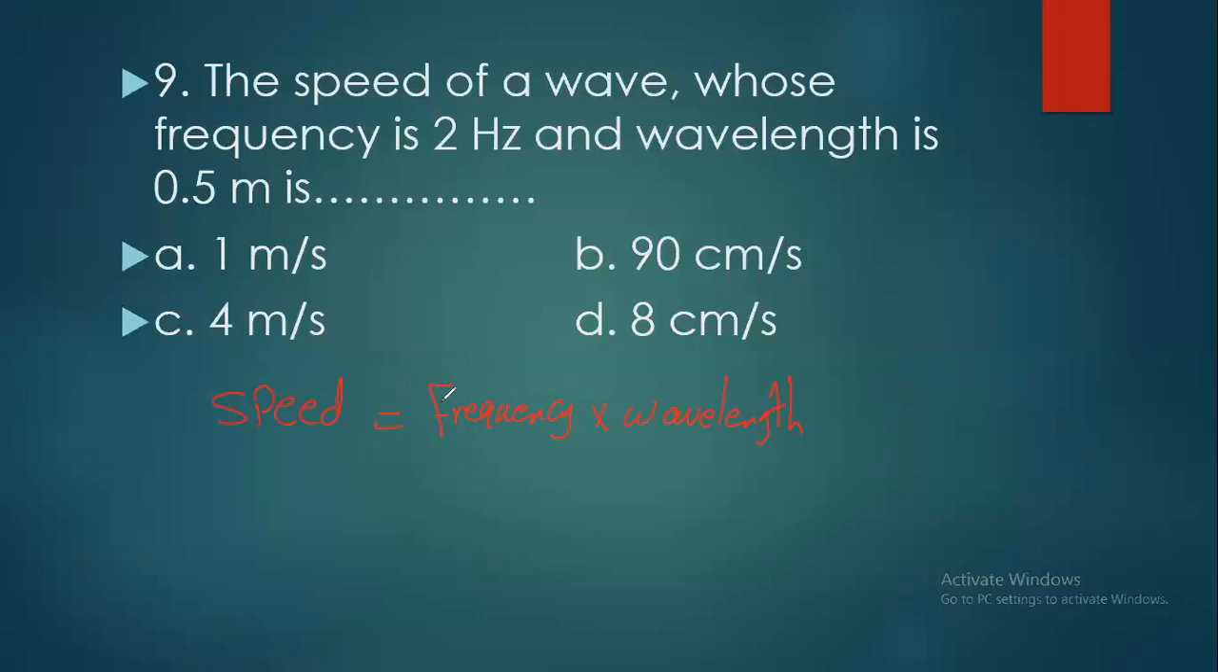And don't forget again that units must be consistent, right? So we are using SI units here. Since I'm using hertz for frequency and meters for wavelength, the speed unit should be meter per second, right? So here the speed of a wave whose frequency is 2 hertz and wavelength is 0.5, simply that would be 2 times 0.5. So the answer is 1 meter per second, right? So the answer is A, okay?